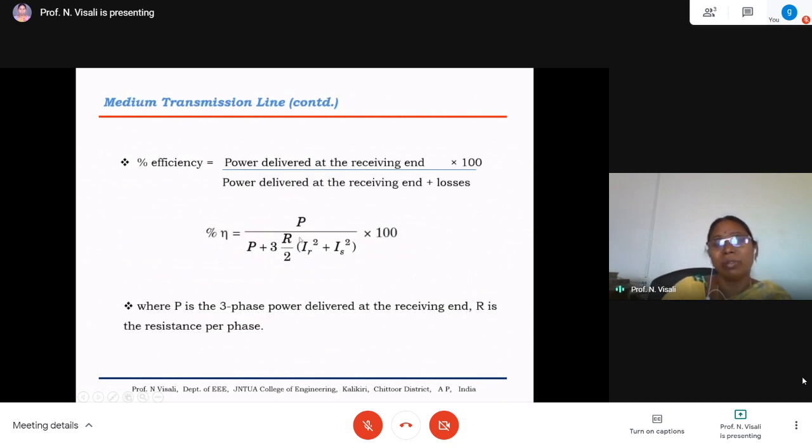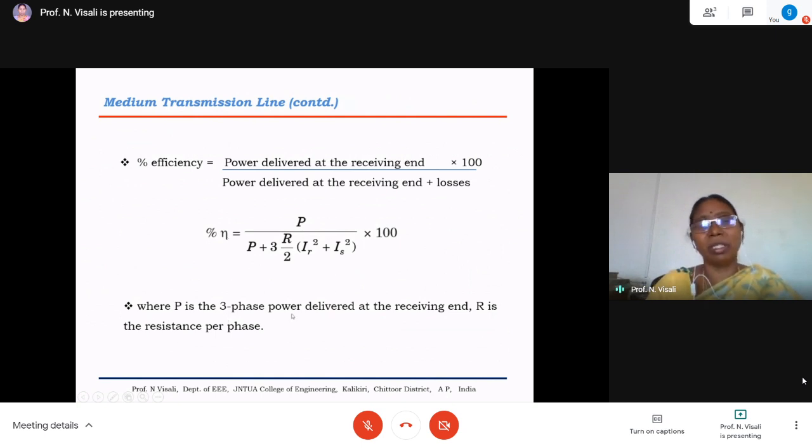Then percentage efficiency is P by P plus 3 times R by 2 into IR square plus IS square. No doubt here, because IR and IS are both different. IR plus IC is nothing but IS. So we have to calculate the losses across half of the length of the line with IS current, and half length line losses with IR. So IR square R by 2 plus IS square R by 2, and three phases, so three times. So we are going to consider this.